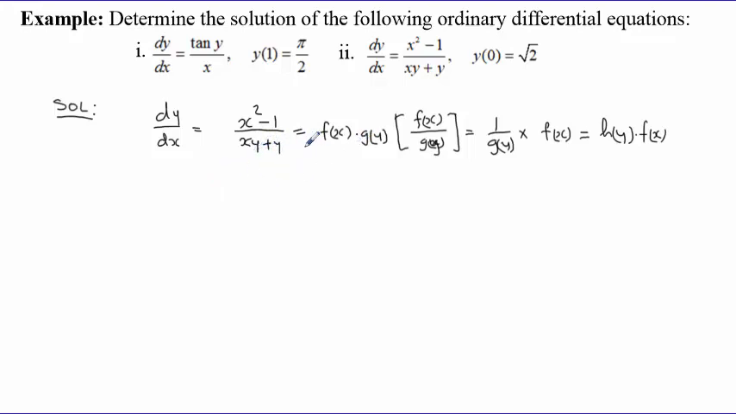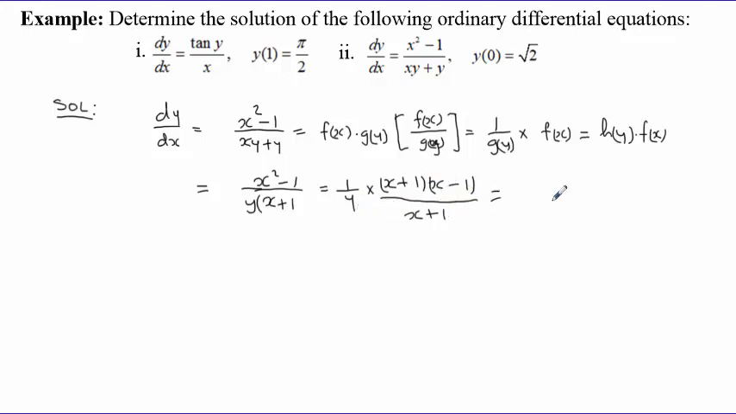We check here, and we see that there's a common factor y in the denominator. So we write this as x squared minus 1 over y brackets x plus 1. And then this we can write as 1 over y multiplied by x plus 1 times x minus 1 over x plus 1. Simplifying this, you can see that you've got two functions here, one in terms of y and one in terms of x. So it's an equation of separable variables. Simplifying, it gives us x minus 1 over y.